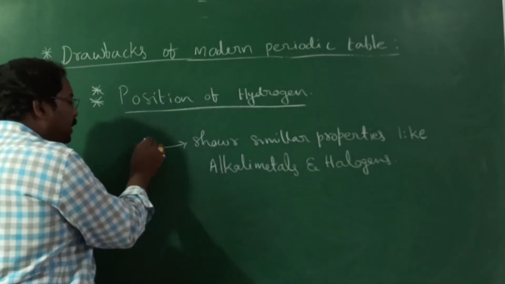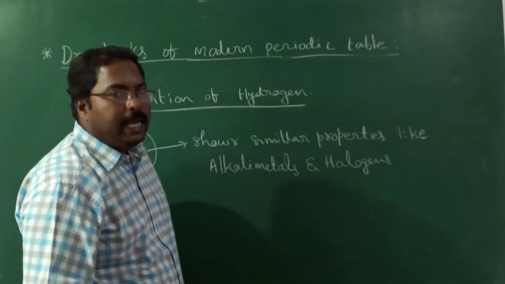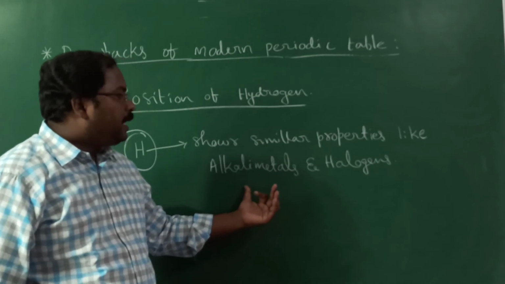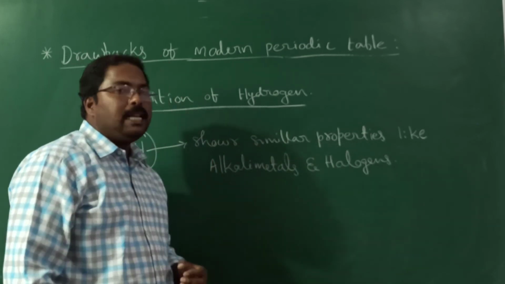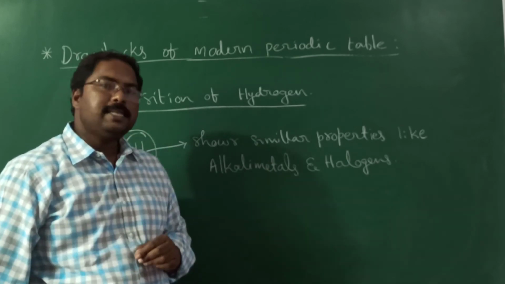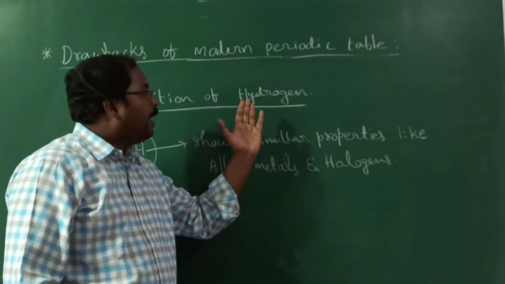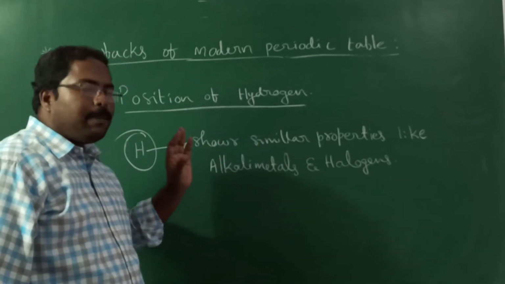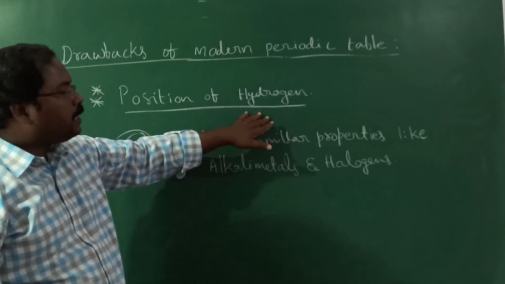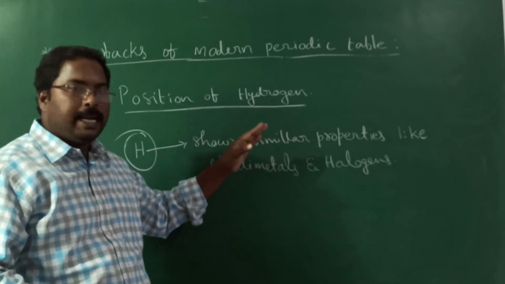Okay, hydrogen exhibits similar properties to alkali metals as well as halogens. If you observe, alkali metals, we know their valency is 1. In the same manner, the valency of hydrogen is also 1. There are some other properties in the hydrogen and its compounds lesson that we will discuss in detail.